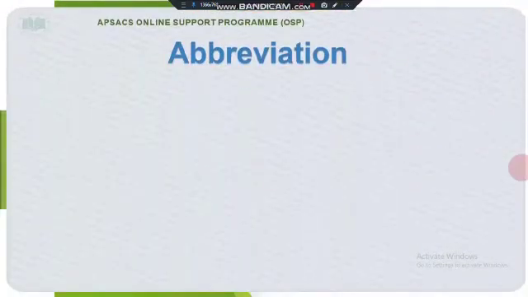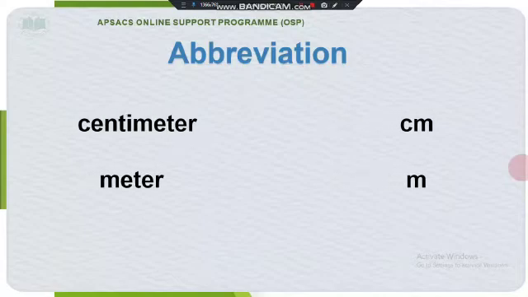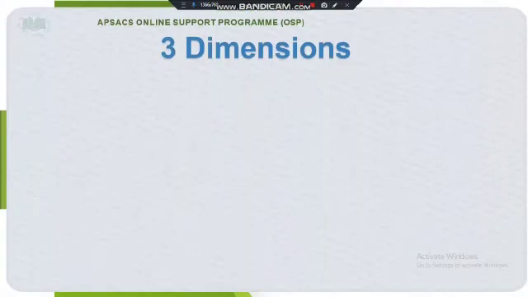Now, you can see over here the word abbreviation, right? What is the meaning of abbreviation? Abbreviation is actually the short form of any word or phrase. For example, here I have centimeter. So I will not always write centimeter again and again in full form. I will use the short form of centimeter, that is cm. In the same way, I will not write the full word meter every time, so I will use m for meter. Clear?